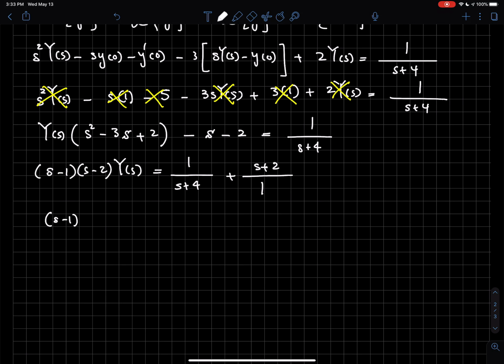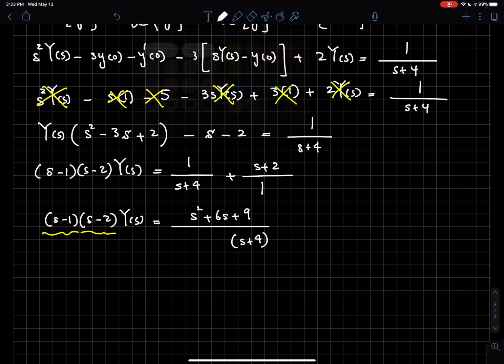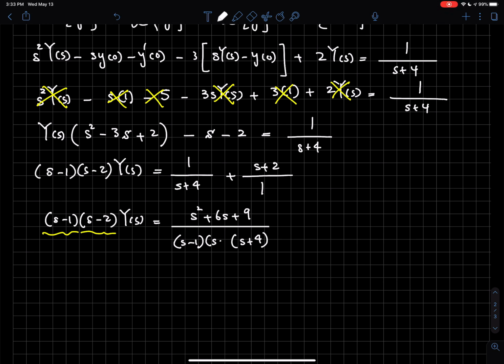So I'm going to have s minus 1, s minus 2 times Y of s. And that gives me, if I find a common denominator, s squared plus 6s plus 9, and in the denominator, it will give me an s plus 4. And then I'll divide both sides by the coefficients of Y of s. So then this becomes s minus 1, s minus 2, s plus 4. I'm dividing at this point both sides by the coefficients. So both of these are gone at this point.